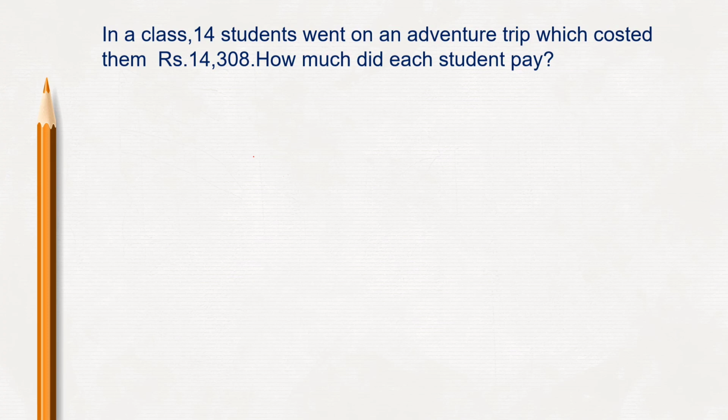So what we have to do, we have to divide 14,308 by 14. What is 14,308 now? Yes, it is the dividend which has to be divided by 14. So 14 is the divisor, right? So we'll start dividing 14,308 divided by 14. So 14 one time is 14, right?